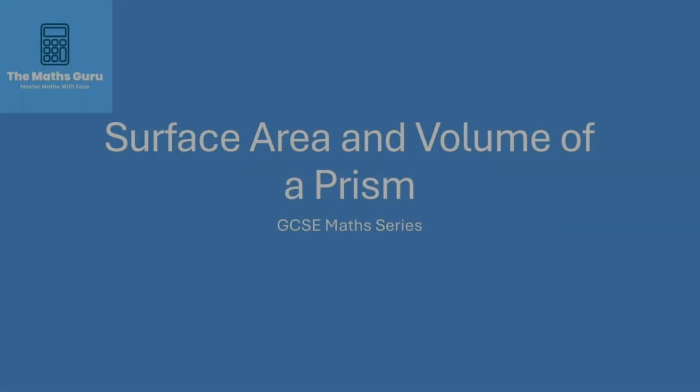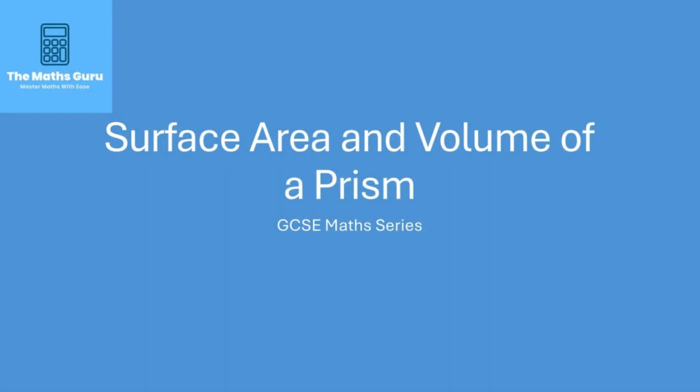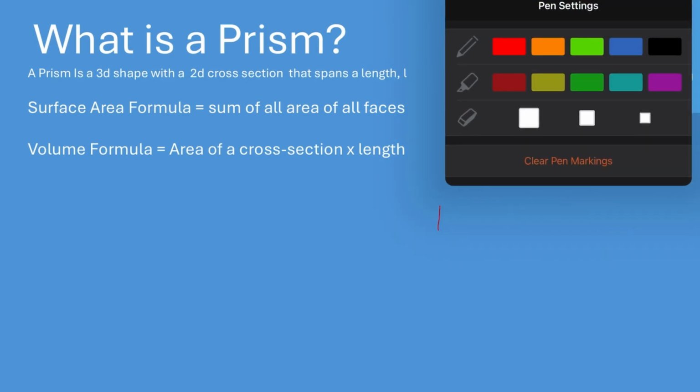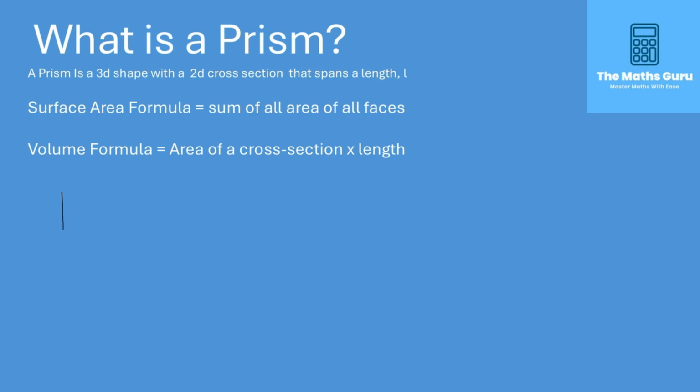Today we're going to be looking at surface area and volume of a prism. So, a prism is a 3D shape with a 2D cross-section that spans a length L. And what I mean by this, an example would be a triangular prism. A triangular prism would look something like this, with a 2D cross-section spanning the length L.